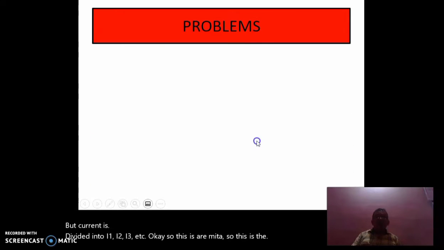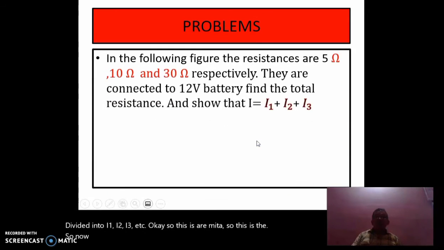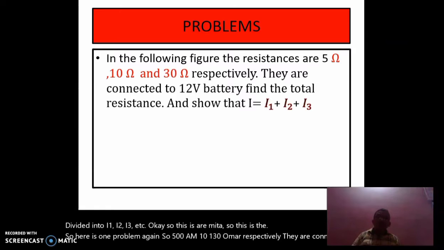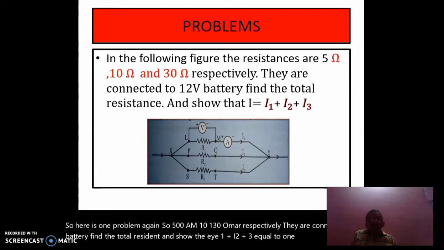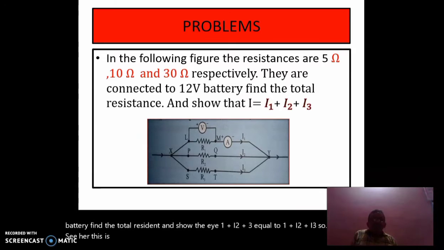Go through it. So now here is one problem again. 5 ohm, 10 ohm, 30 ohm are respectively connected to a 12 volt battery. Find the total resistance and show I equals I1 plus I2 plus I3. So see here, this is the figure. The 3 resistances are drawn like this.